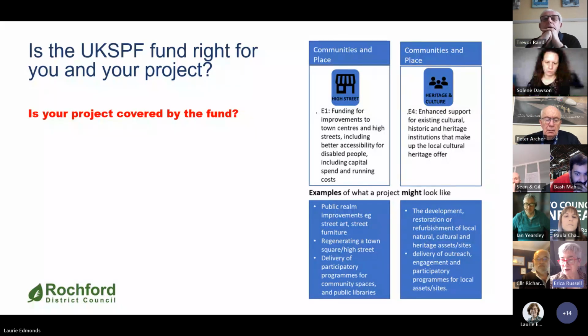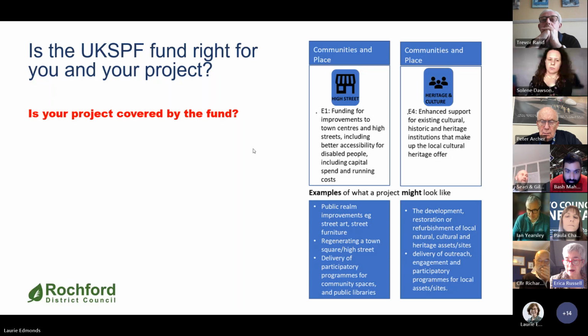So an example for UKSPF. Think about what it is that you are being asked to deliver. This is the overarching funders' requirements. You've got the intervention E1, which is improvements to town centres, high streets, better accessibility, and you can include capital spend and running costs. When you look at heritage and culture, it's existing cultural, historic and heritage institutions that make up the local cultural heritage offer.